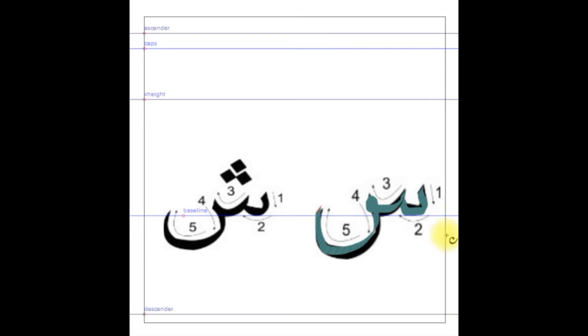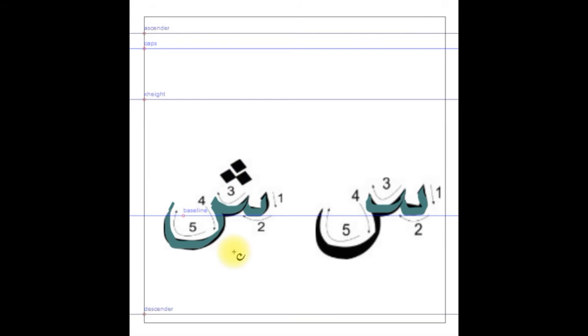Now observe how I write Sha. First curve, the next second curve, then a big curve here. Sha. Don't forget to write 3 dots.